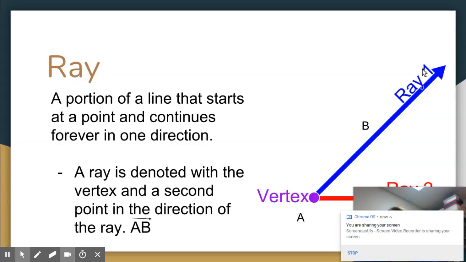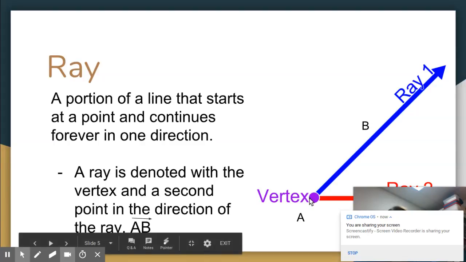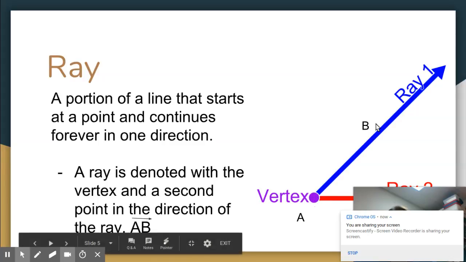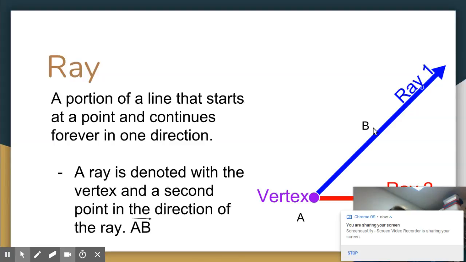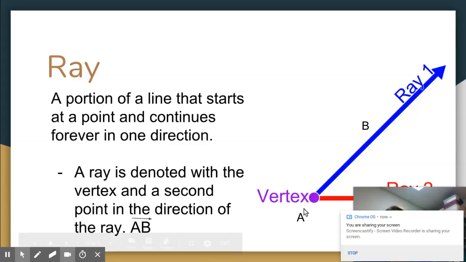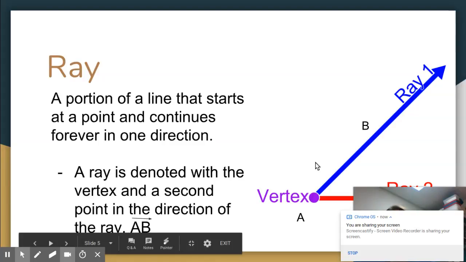We denote those with both letters of the vertex, which is the first letter every time, and then the second letter is where the ray is going towards. So A being the earth, B being the sun, A being the sun, B being the earth. We would say this ray starts at A, moves through B, and keeps on going. So we would say ray AB.